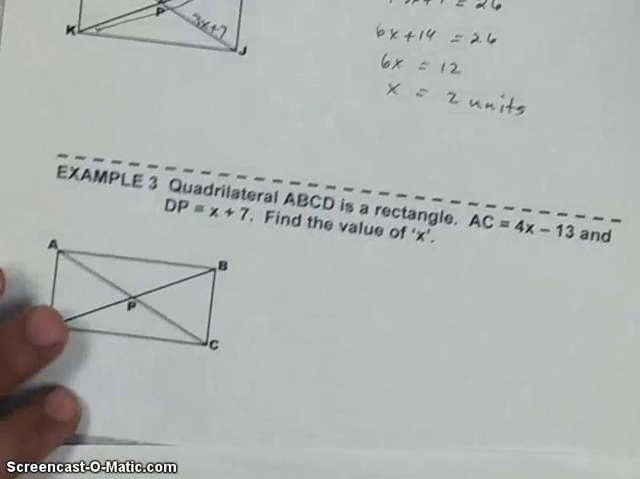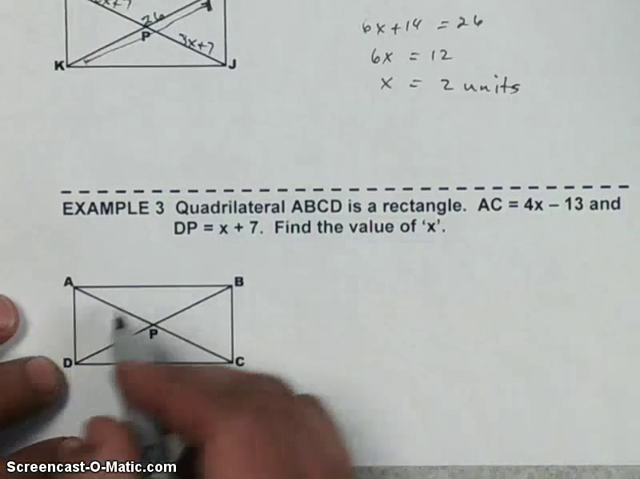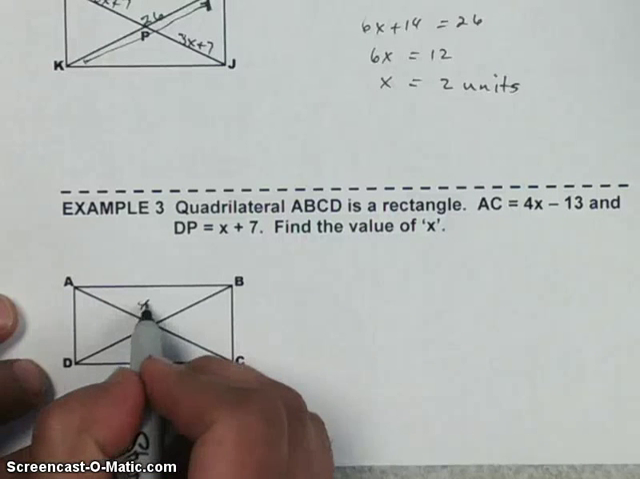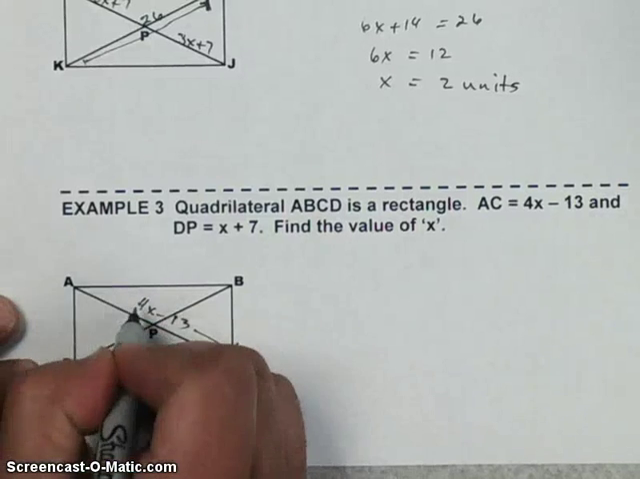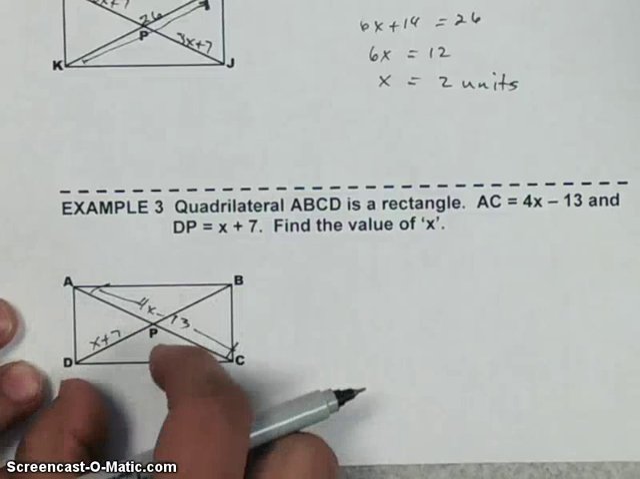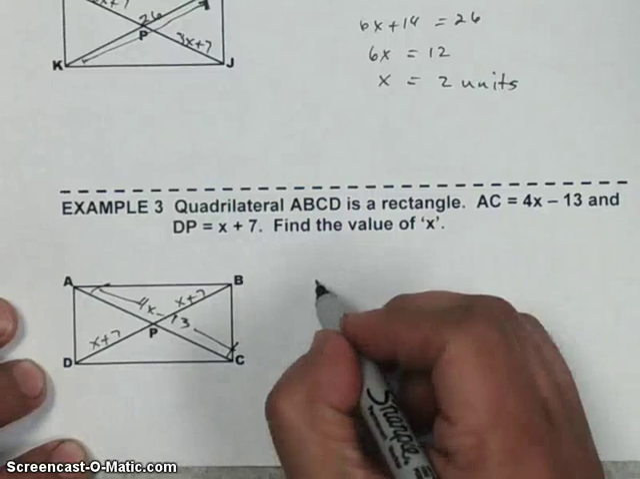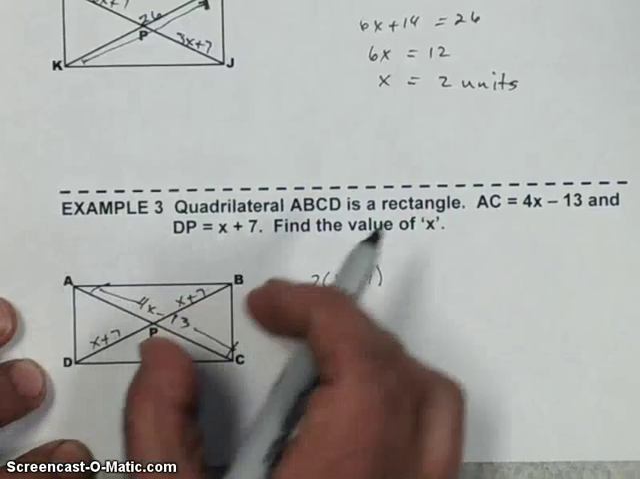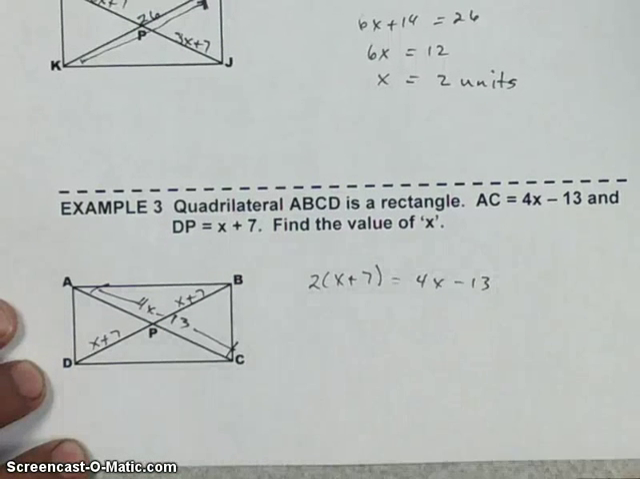Okay, next example 3. Another rectangle. AC, that's the whole diagonal, that's going to be 4x minus 13. All right, and then DP, just kind of draw these so that it goes all the way across. DP is going to be x plus 7. Again, that's kind of the mid segment. So I know this side over here is going to be x plus 7 as well. So I have two x plus 7s, because there's two of them, DP and BP. That's got to equal 4x minus 13.